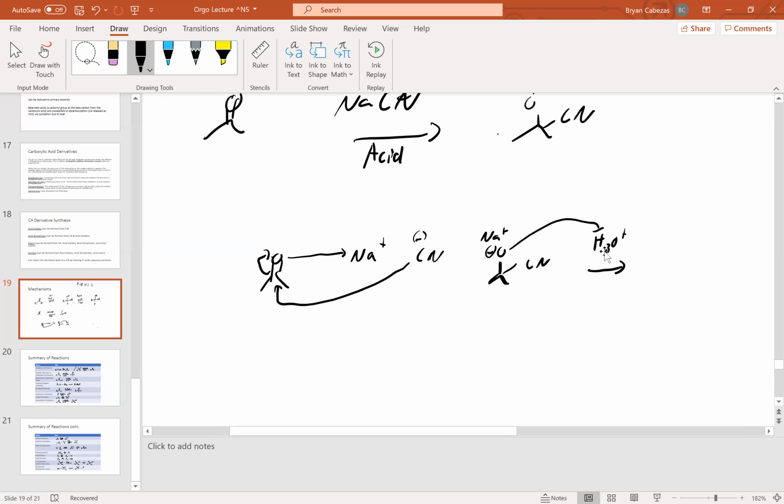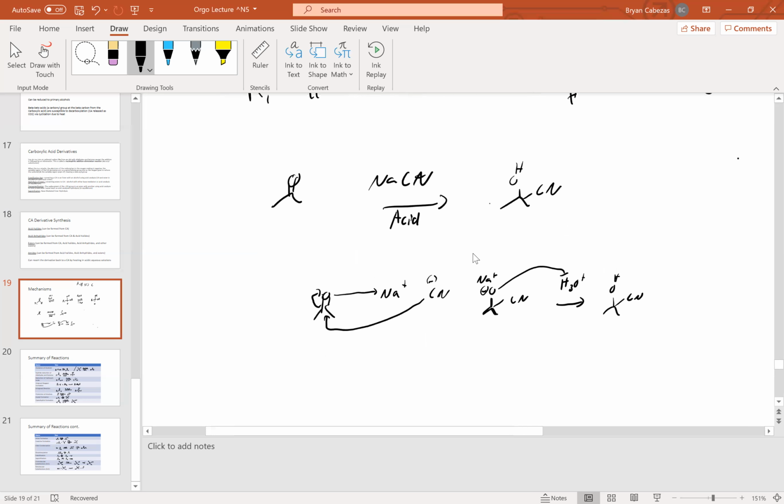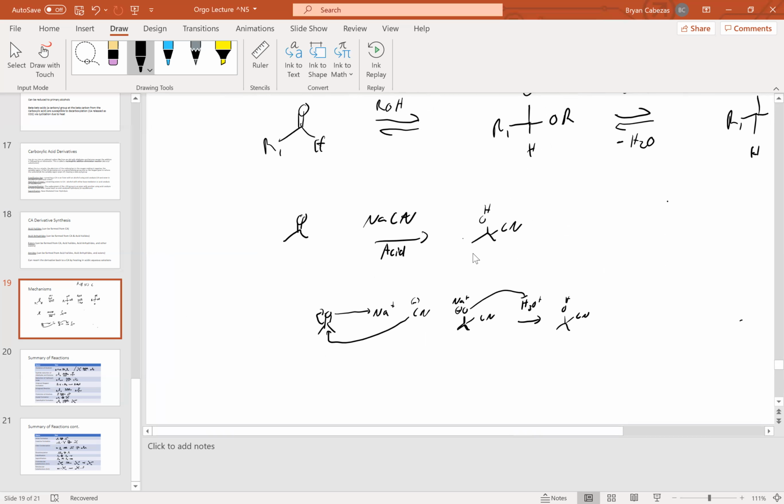We have an acid group. We take one of the hydrogens from the acid group and we bind it to the oxygen. And at the end, we'll have our cyanohydrin, like such. This is the mechanism. Again, the mechanism is really just to facilitate the understanding. If you have time, I would definitely memorize it, but only if you have time. Like, time is short.